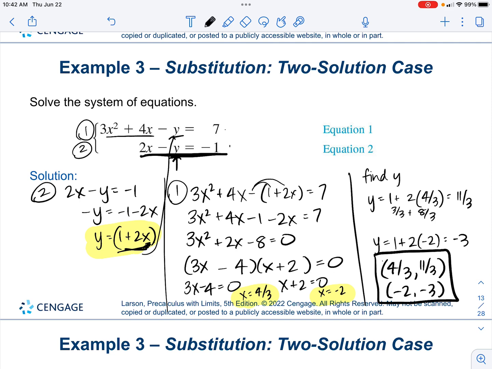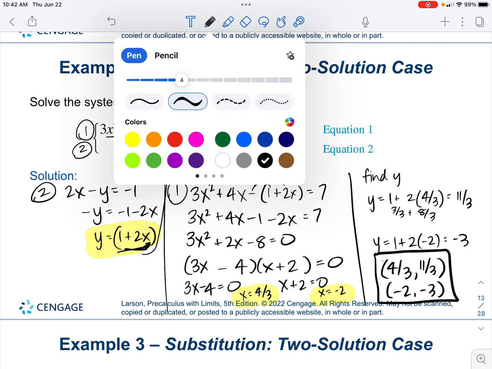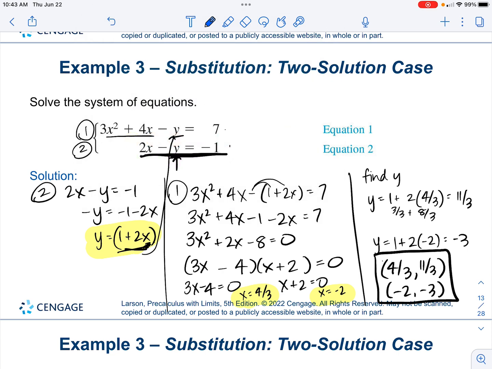I would want to check both of those and make sure they work. I'm going to do that. Let's see, I'll do that up here because I'm kind of running out of room. So checking, I'll first check 4/3 and 11/3. So I'll plug in x is 4/3, so I have 3 times 4/3 squared plus 4 times 4/3 minus 11/3, and then we'll see if that equals 7.